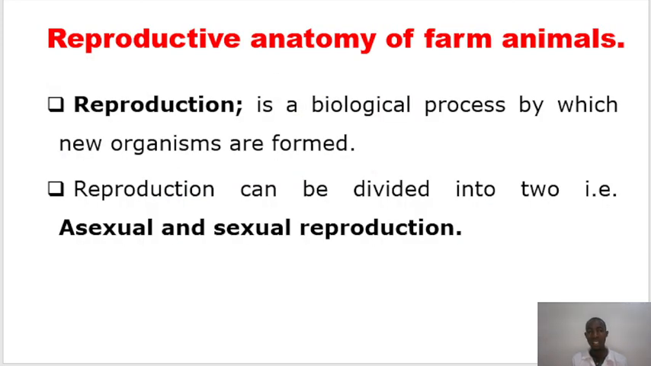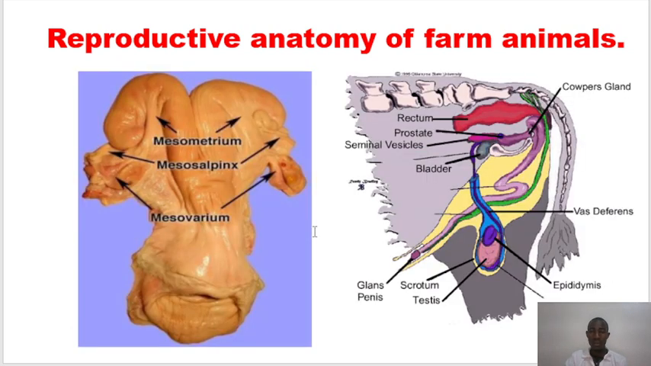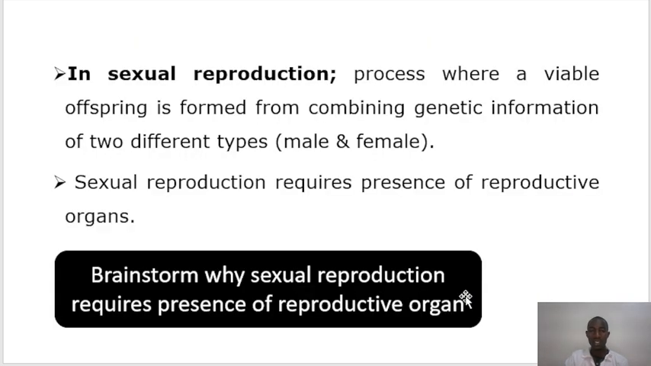Reproduction is a biological process and involves forming new organisms. It can either be asexual or sexual. Asexual is mostly in plants, whereby they do budding and grafting. Those are asexual, whereby the genes are obtained from only one parent, either the female or the male. Then sexual involves two organisms, the male and the female. They have to combine to produce a new organism. The reproductive anatomy of the farm animals, for example, this is the female reproductive system, then you have the male reproductive system. They are made up of various organs, and each organ plays a various role. So we shall see in detail.